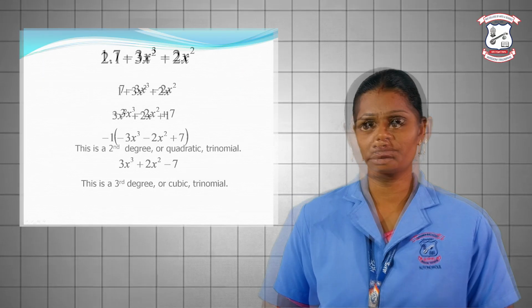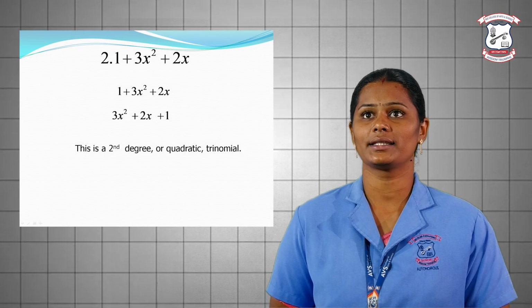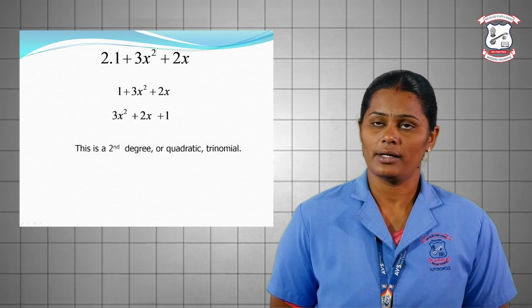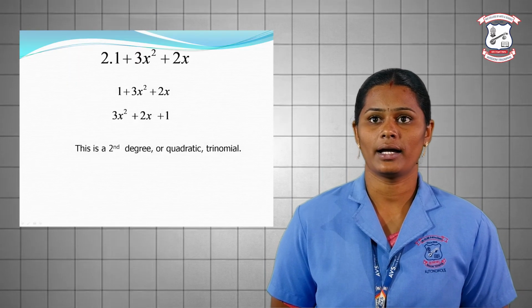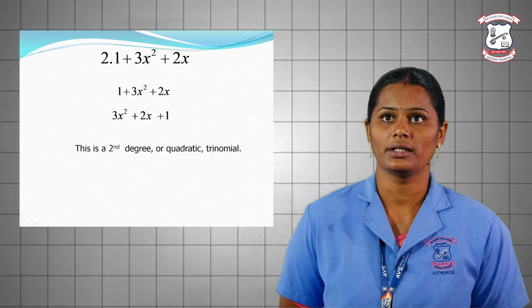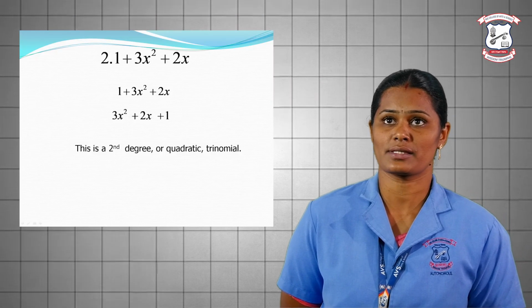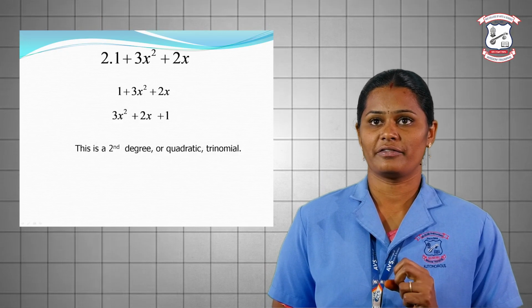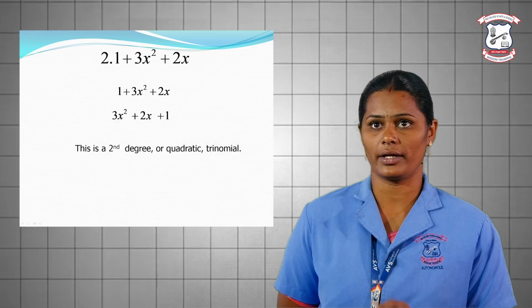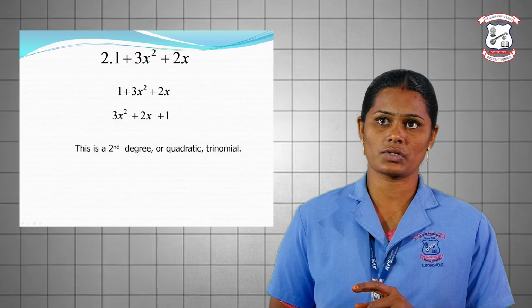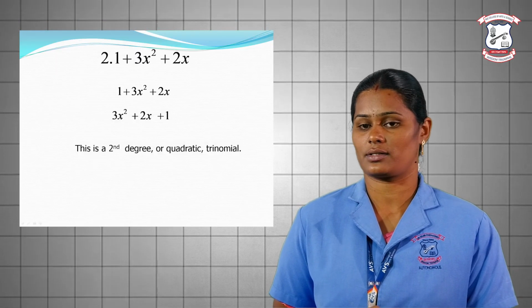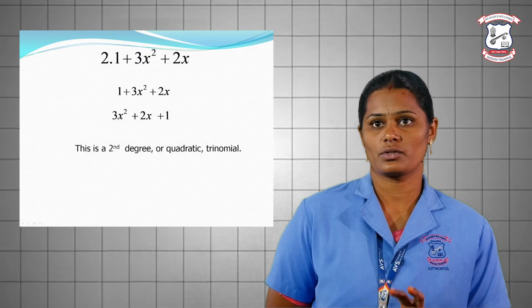So next, the next sum is 1 plus 3x square plus 2x. Here also we are going to arrange the highest degree first. The highest degree is x square, so we write it as the first term: 3x square plus. And then the next highest degree is 2x, so we write that next, and the last one is the constant term, which is plus 1. So this is a second degree polynomial. Thank you.